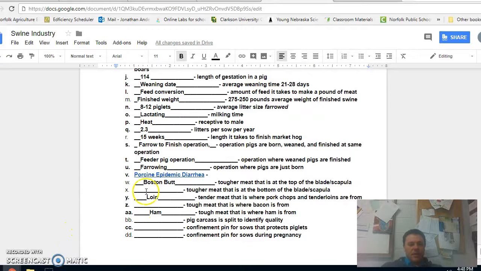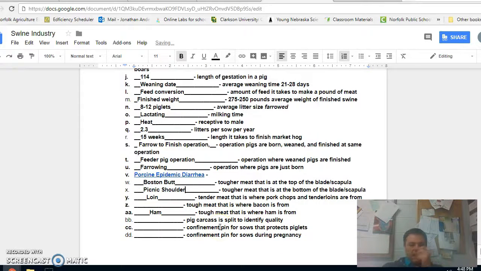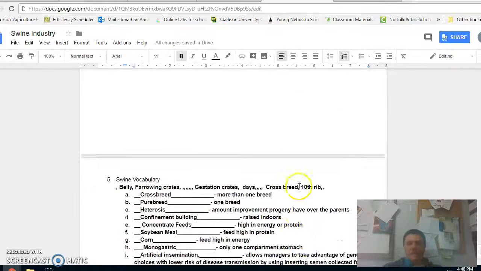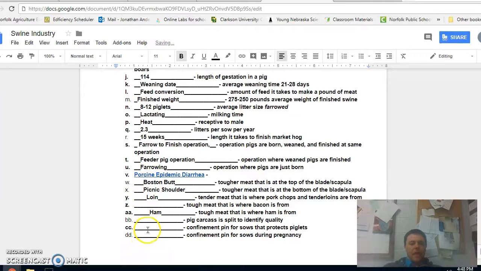So then we have our picnic shoulder, and our picnic shoulder then leads us into bacon. Bacon's from our belly. It's also a tough meat.